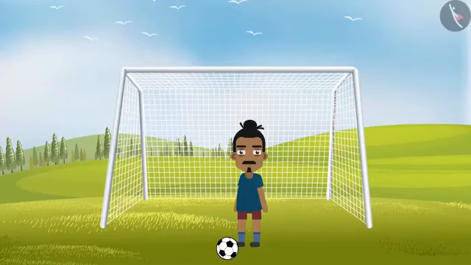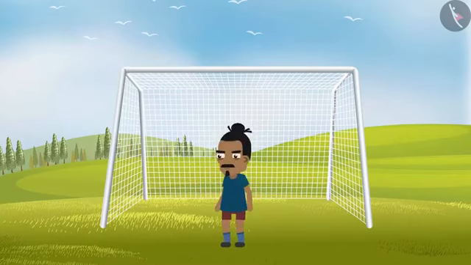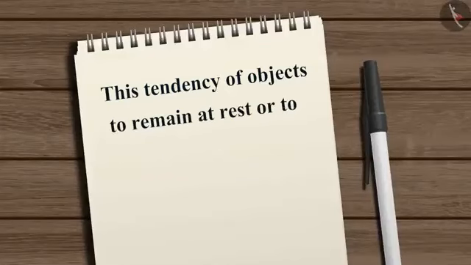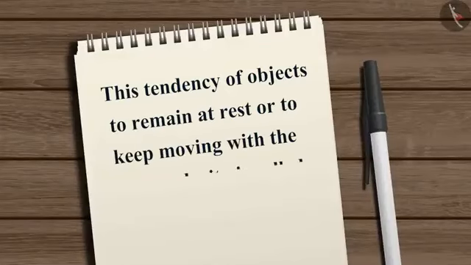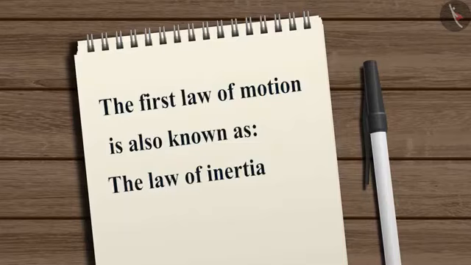A football on the ground does not move unless the footballer kicks it, and a football going towards the goal will not stop unless the goalkeeper stops it. This tendency of objects to remain at rest or to keep moving with the same velocity is called inertia. That is why the first law of motion is also known as the law of inertia.